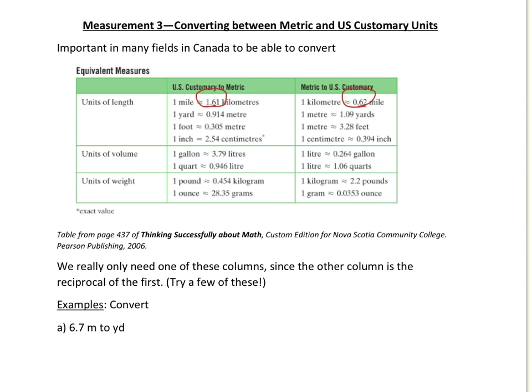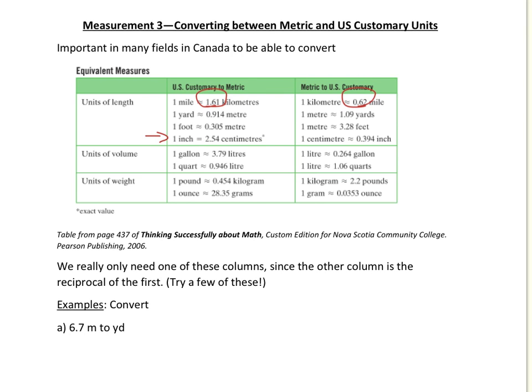So really one column on this side is the only one that you really need, but it's convenient to have both. Notice too that one of the measurements is an exact value, and that's the inch to centimeter. The 2.54 centimeters is actually an exact value.